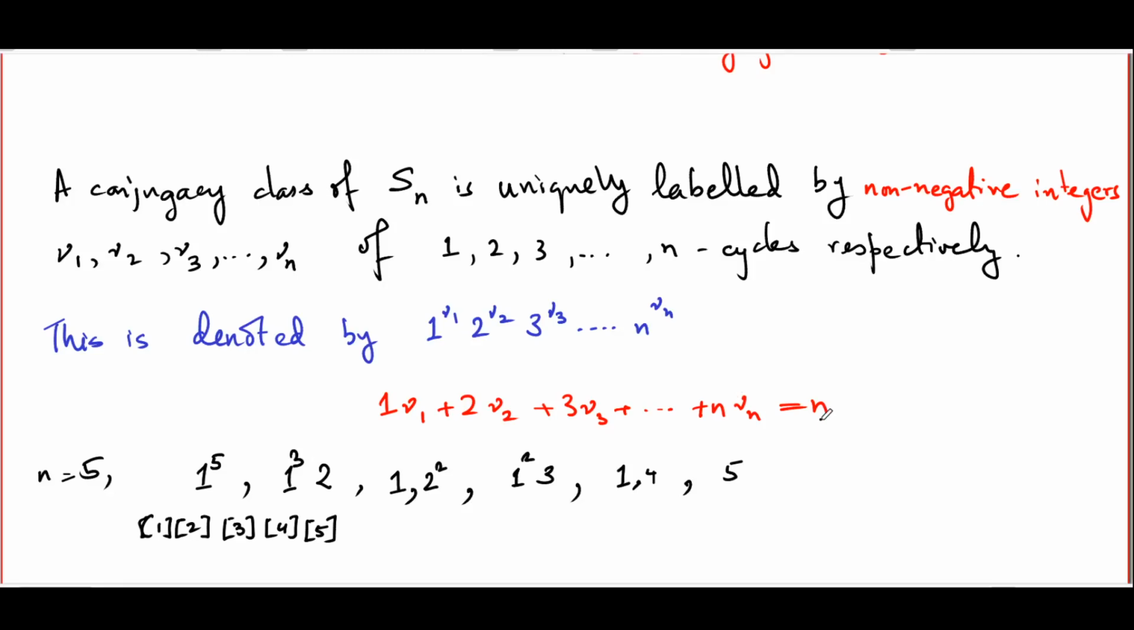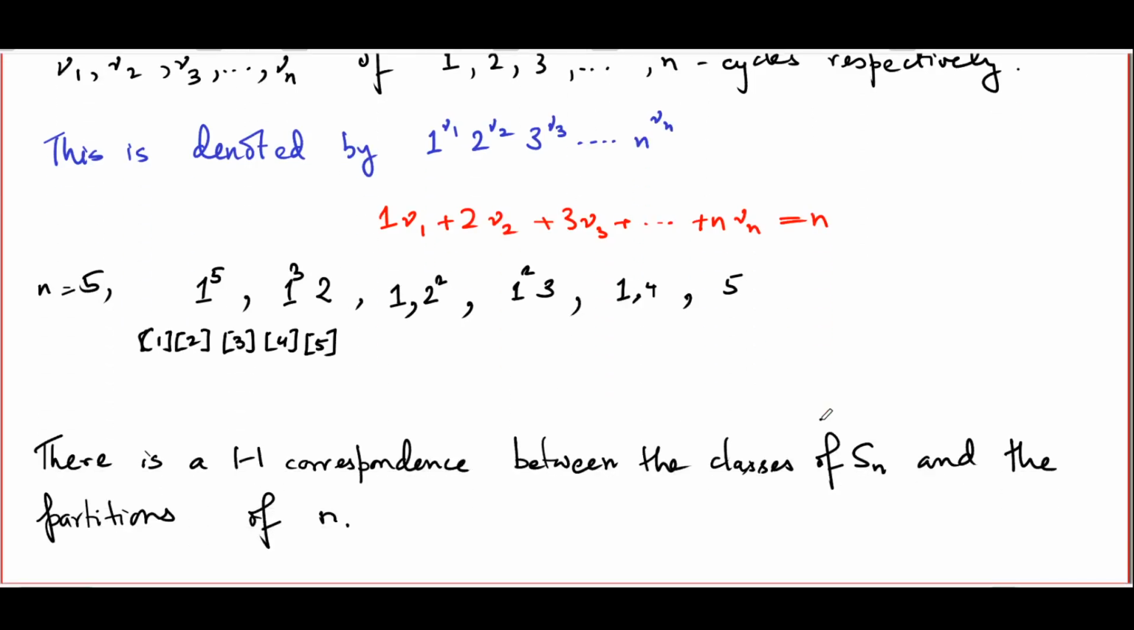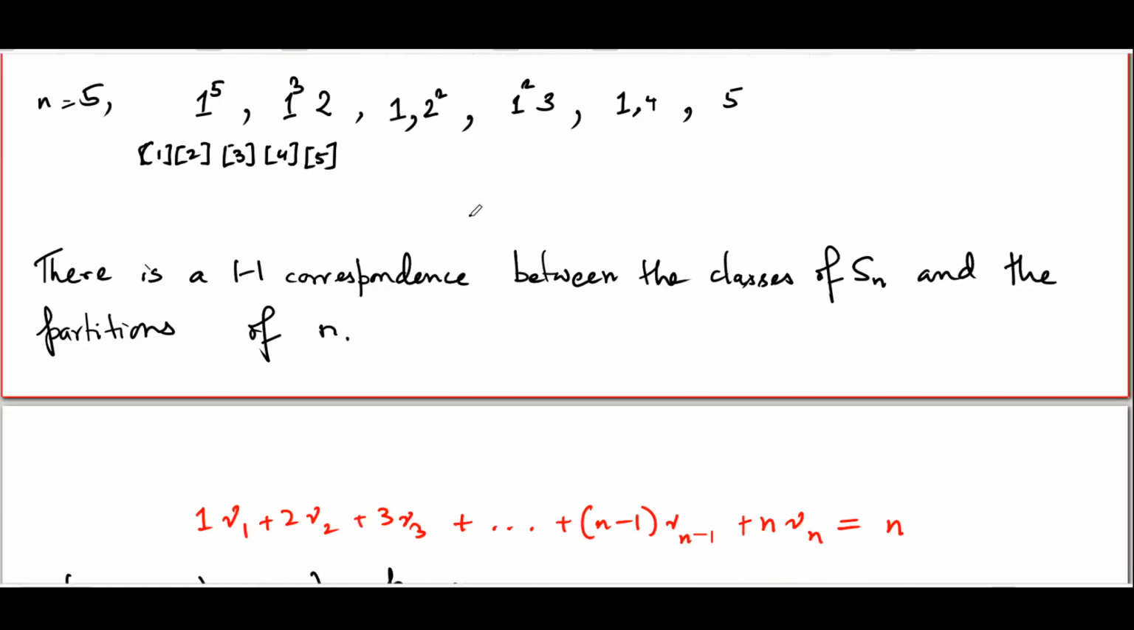There happens to be a rather simple one-to-one correspondence which makes our job a lot easier. This is between the partitions of the integer n and the conjugacy classes of Sn. This is what we are going to explore now, and we are going to explore this starting from this basic equation.